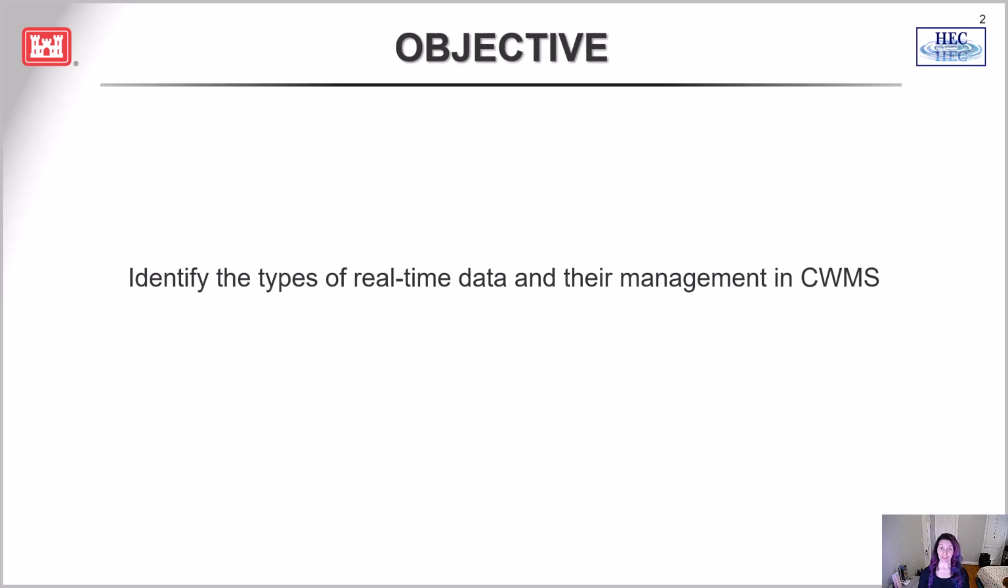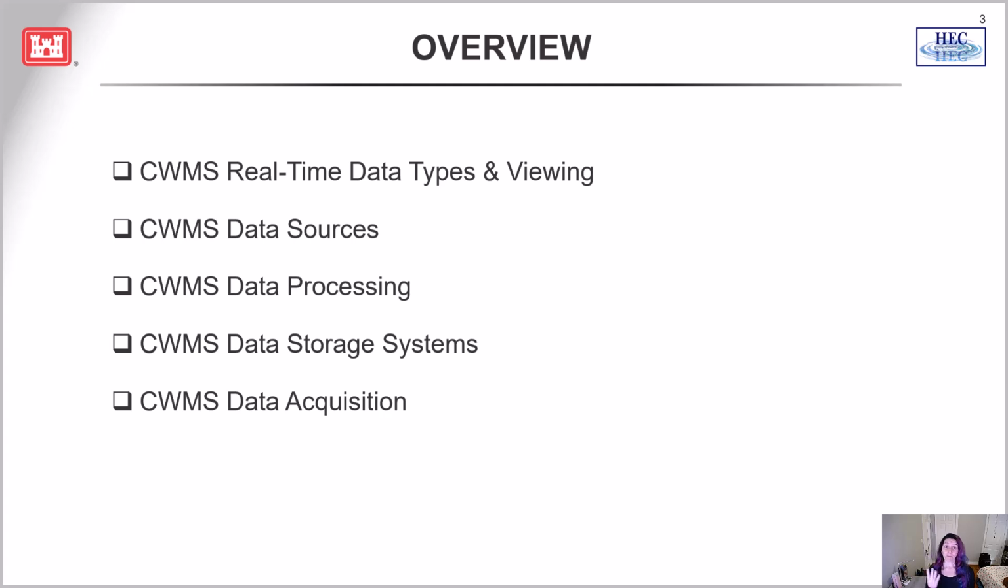The objective at the end of this video is for you to be able to identify the types of real-time data and the multitude of ways they can be managed within SWMS. This has been a four-part series, with the first video covering the two categories of real-time data, time series and grids, the second video covering the multitude of sources in which you can gain that data, the third video discussing the various ways of processing that data in SWMS, and that brings us finally to the storage systems inside SWMS and the acquisition of that data inside SWMS, which will be covered in this final video.